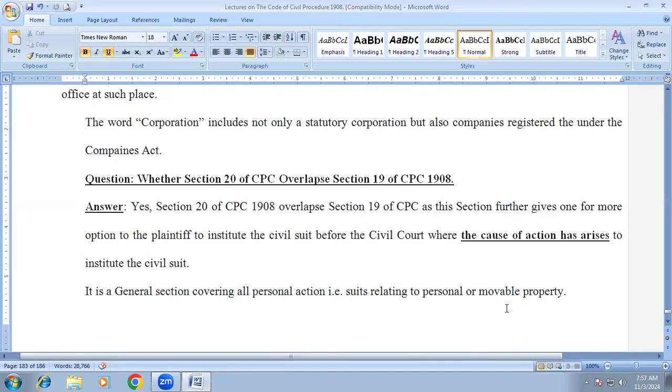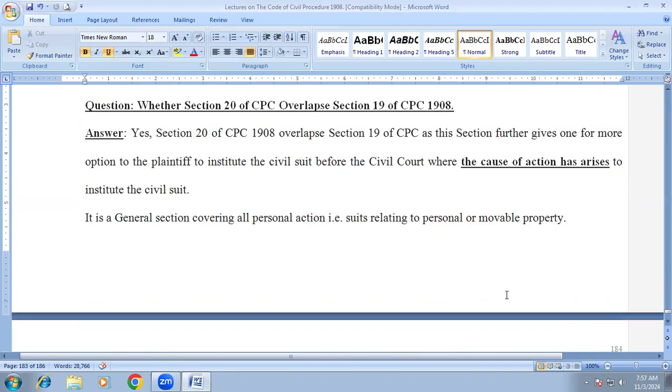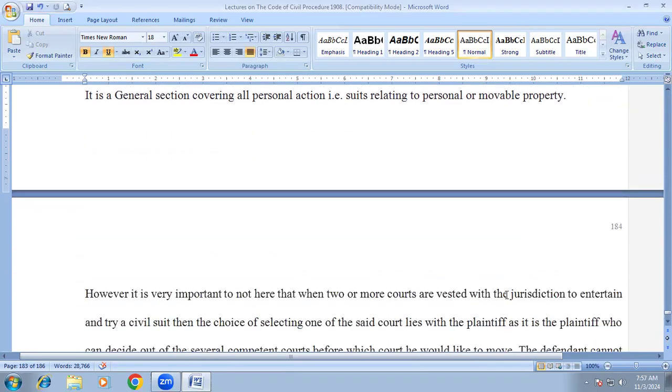section 19 of CPC, as this section further gives one more option to the plaintiff to institute the civil suit before the civil court where the cause of action has arisen. So section number 20 is a general section. It covers all the personal actions, that means suits relating to personal or movable property.